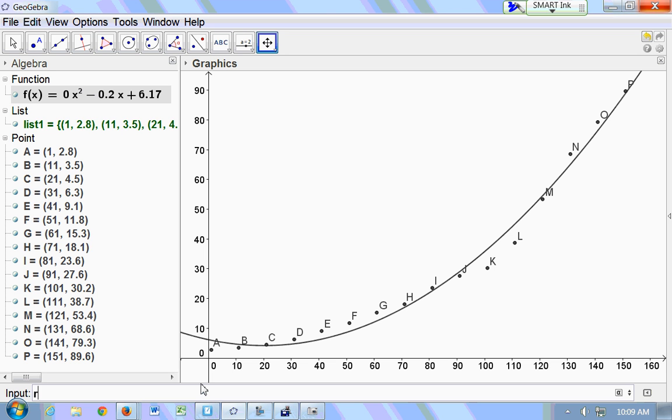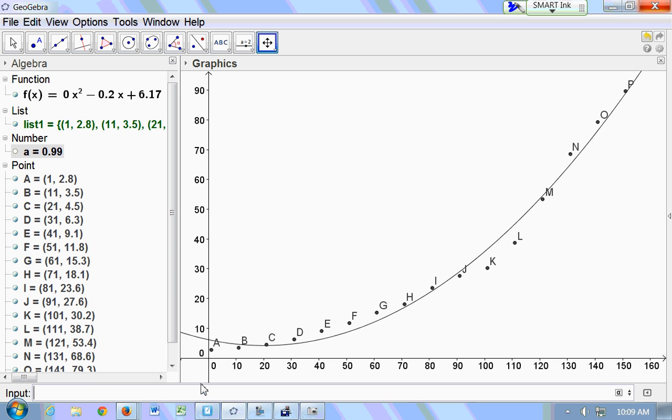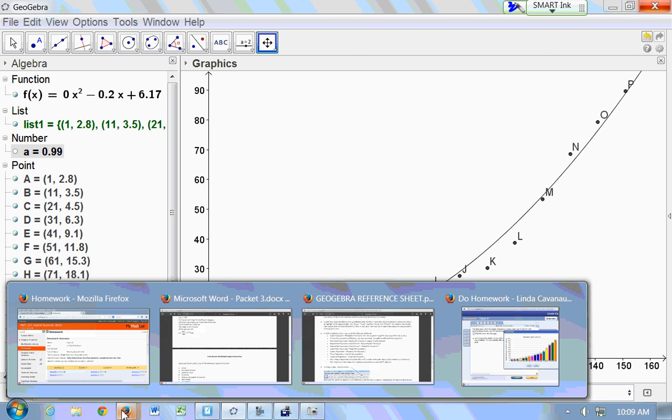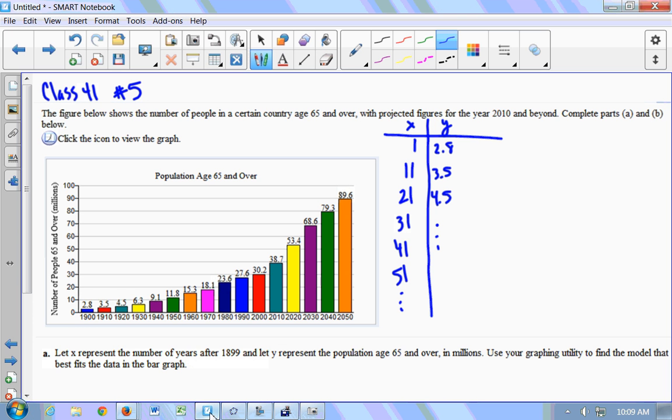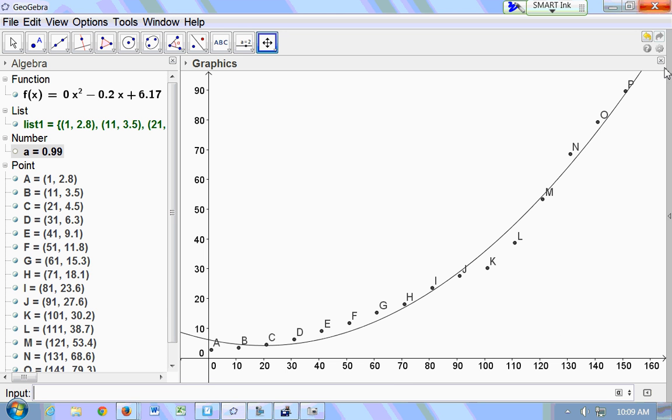I can get an R² value by typing the list of points and then the function f of x. And I get R² of 0.99. Not bad. But it does ask for a model that best fits the data. So is it possible that I could find a better fit than this quadratic?